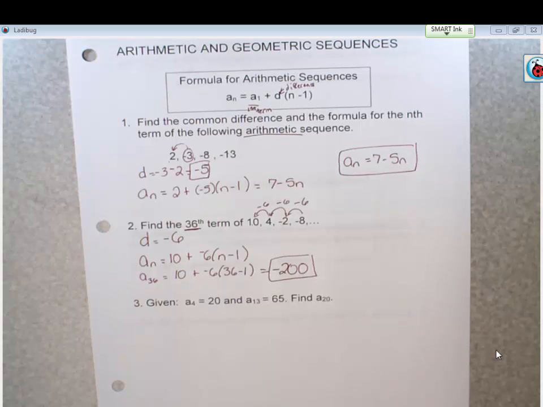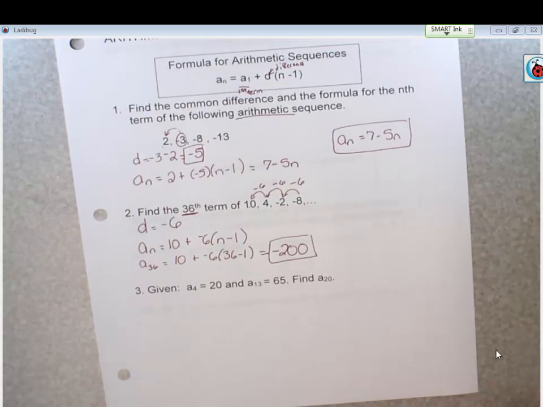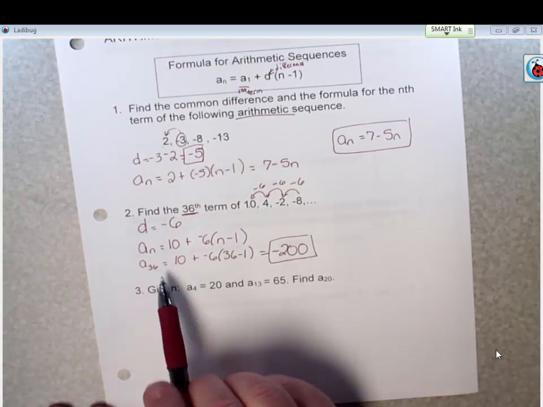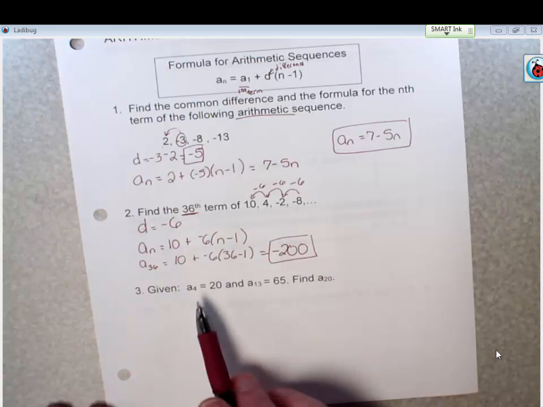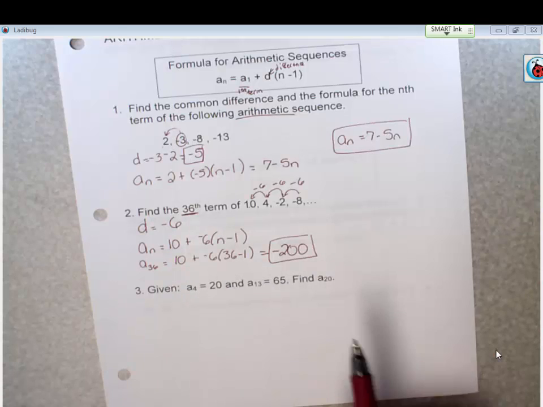Okay. All right. And then given that a sub 4 is 20 and a sub 13 is 65, find a sub 20. So a couple of little problems there with our formula, right? There's no a sub 1 here. There's no d. And we don't have consecutive terms to find d. So then what can we do?